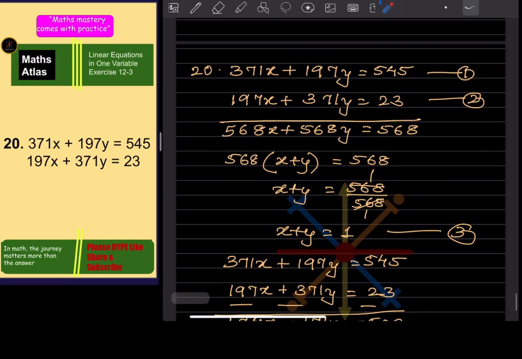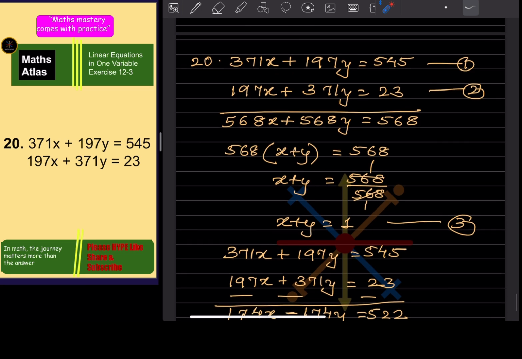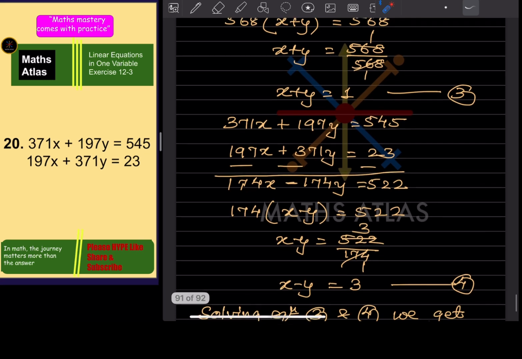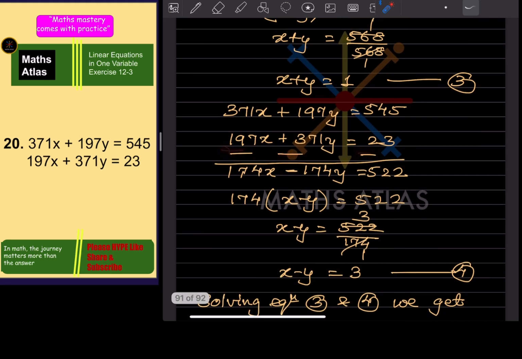Again you can see these numbers are larger, and when you cross multiply you can see both 371 and 197. So you're going to add these two equations. Take the common x plus y, that is 568, so x plus y is 568 divided by 568, so x plus y is 1. Again here you're going to subtract it. After that you get this equation, take the common one, that is 522. So x minus y is 522 divided by 174. So x minus y is 3.